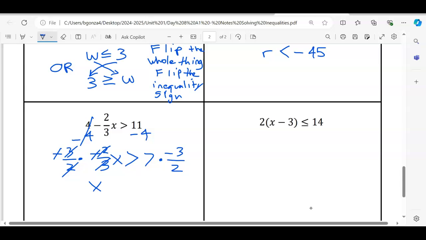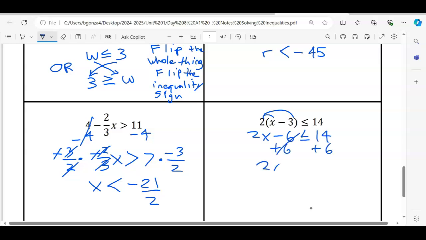And everybody, since I multiplied by a negative, it's going to flip the inequality sign from greater to less than. And then 7 times negative 3 over 2 is negative 21 over 2. You could write it as a decimal, negative 10.5, but that's fine. Last one, I'm going to do this real quick. You distribute, you get rid of that loner, and then you divide. Since you divided by a positive, you should get the same inequality. It stays less than or equal to, okay?